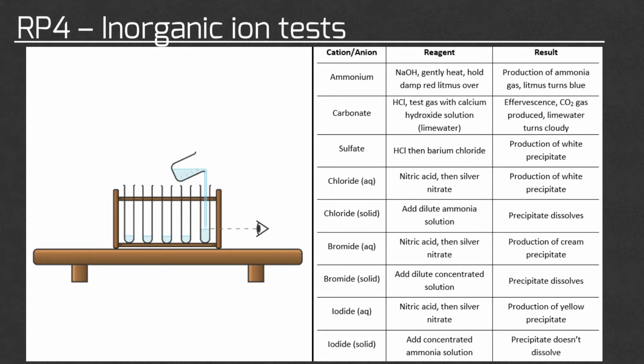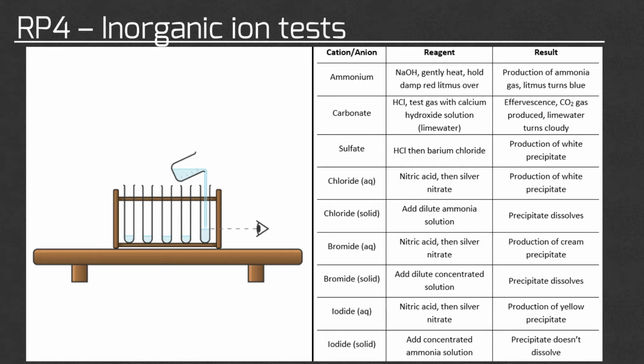The test for carbonate ions is to add hydrochloric acid. You would then see effervescence or the carbon dioxide gas being produced. You could further test for this by bubbling the gas through lime water or calcium hydroxide solution. If it turns cloudy, the gas was carbon dioxide.